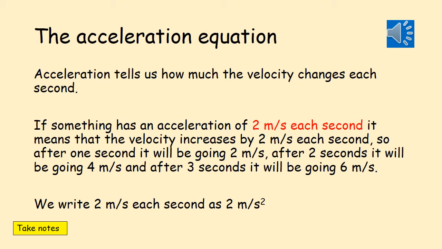So another way of saying it is 2 meters per second squared means the same as 2 meters per second, or 2 meters per second each second.